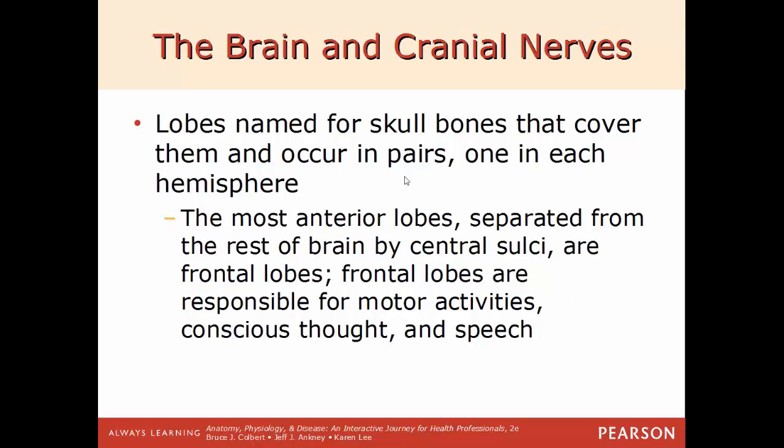The temporal lobe corresponds to the temporal bone of the skull. The occipital lobe of the brain corresponds to the occipital bone of the skull. And the parietal lobe corresponds to the parietal bones of the skull.